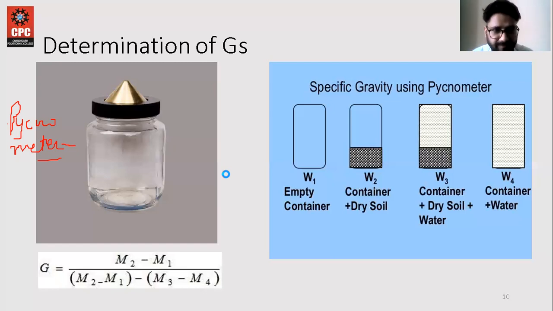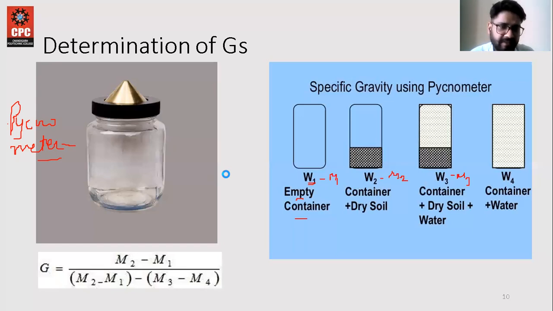So we can see from this picture, we have taken 4 weights in this test. First one is W1, which is the empty container. W1, we can write it as M1 also. Then W2, which is M2, container plus dry soil. It means once we have the dry soil in the container, we will take that weight again. So that is W2. In the third picture, we can see W3 contains container plus dry soil and water. We can write it as M3. And W4 in the last, in which we have taken the weight of water only with the container.